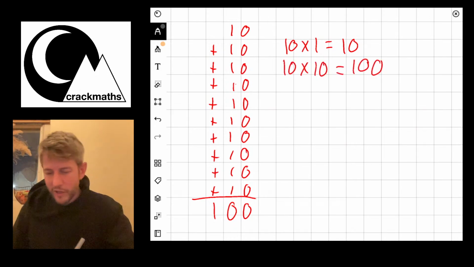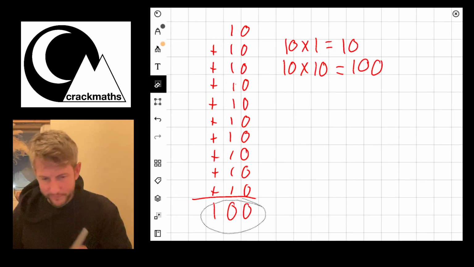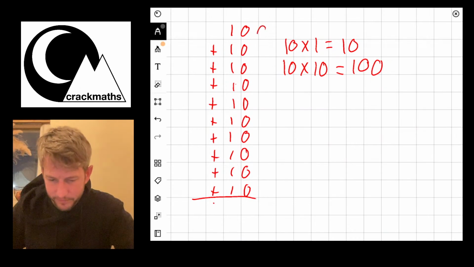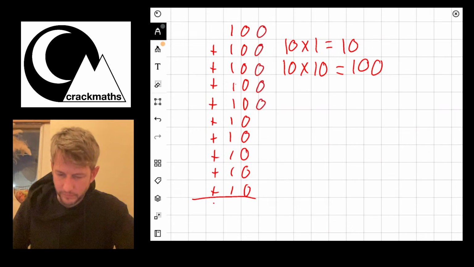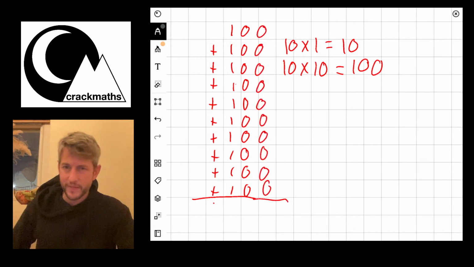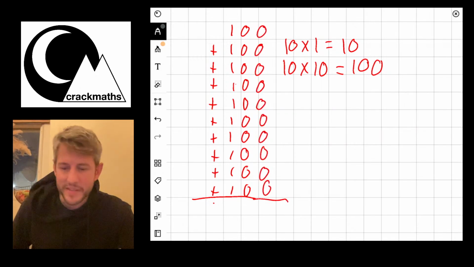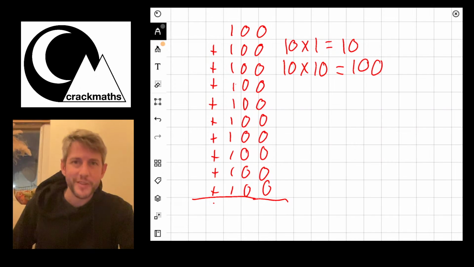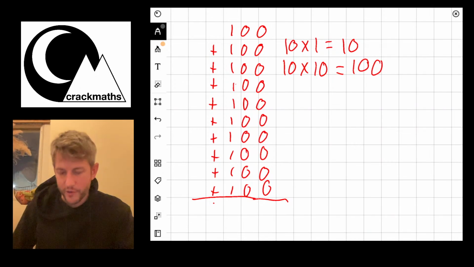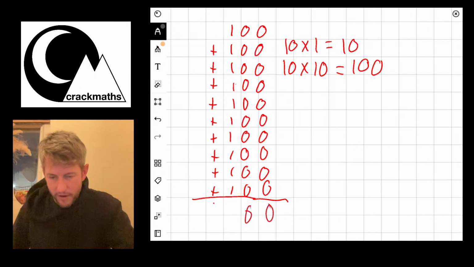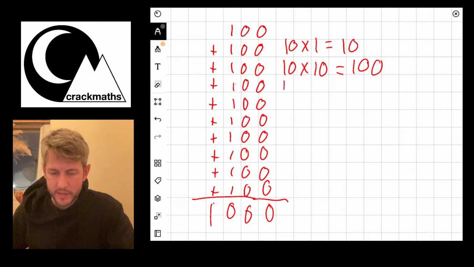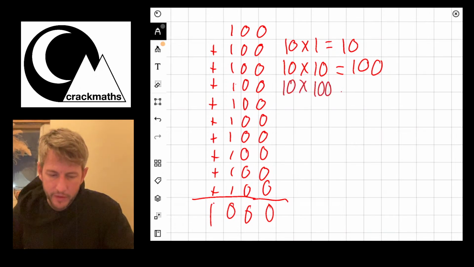Okay, now let's have a look at if these were 100. If I say that all of these are 100, now I've got 10 lots of 100, so let's count up again. So this is 100, 200, 300, 400, 500, 600, 700, 800, 900, 1000, okay, so 0 there, 0 there, and then 1, 0. So I can see 10 lots of 100 equals 1000.